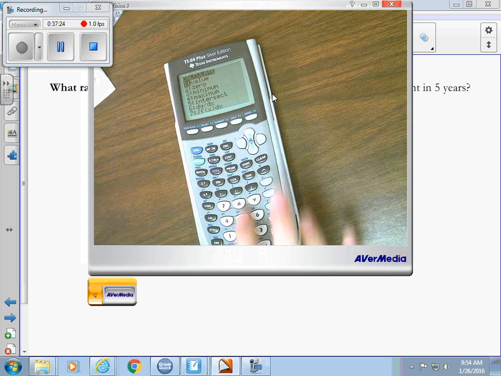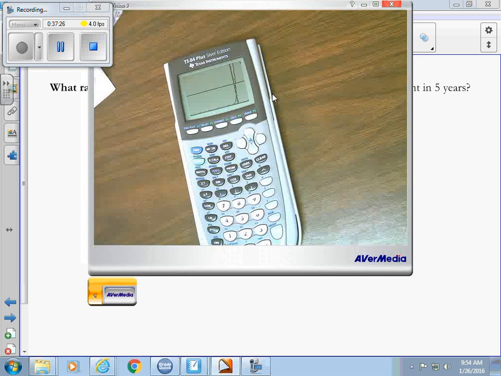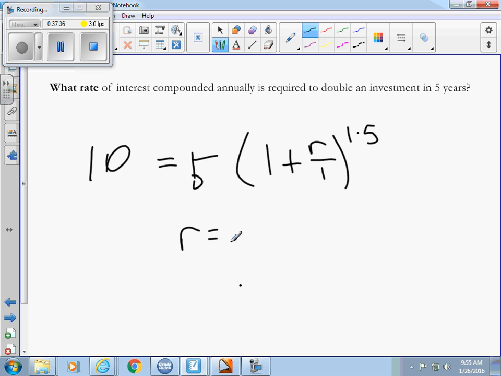Second trace 5, push enter 3 times, and I get 0.149. What percentage is that? 14.9%. That's a really good interest rate. Probably isn't going to happen. But that's asking your money to double in 5 years. So it makes sense. It'd have to be a pretty high interest rate for that to happen.